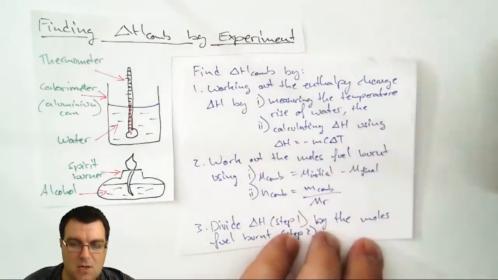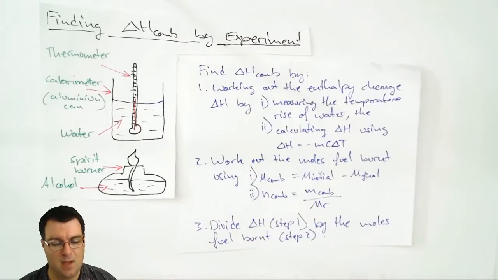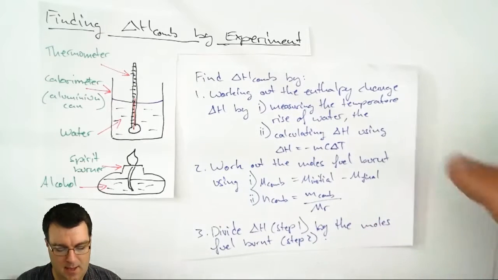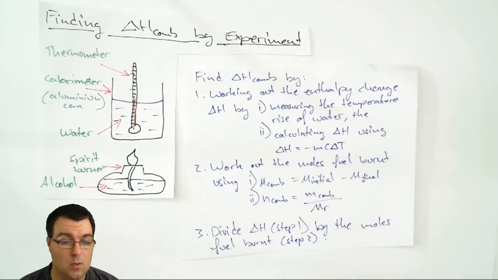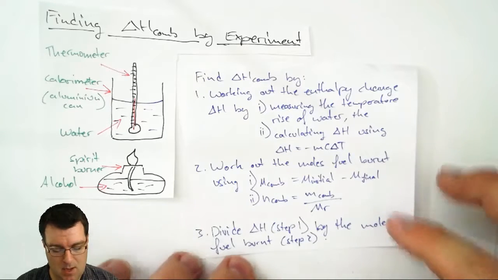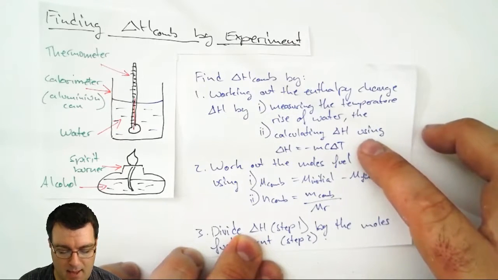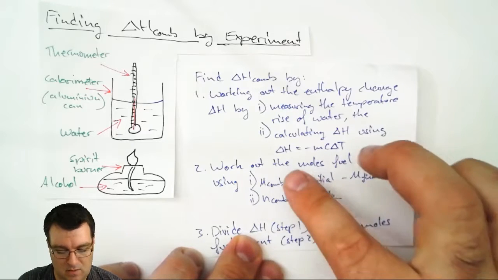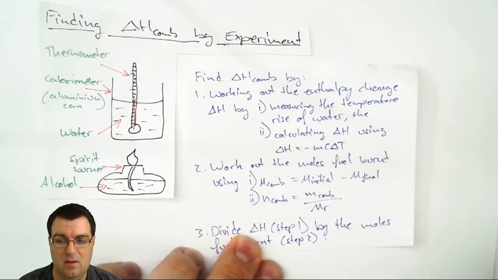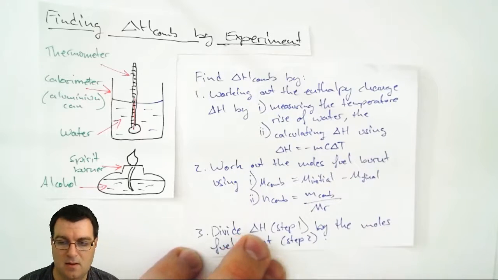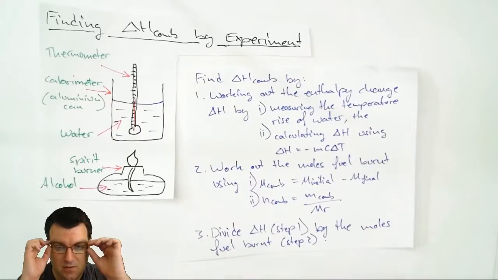Okay, that's the amount of energy required to raise the temperature of the water suspended above our spirit burner. We do that by measuring the rise in the temperature of the water. We have to know the quantity of water, so we need to know the mass of the water. Once we have that, we calculate the delta H, the enthalpy change, using delta H equals minus m c delta T, where m is mass, c is the specific heat capacity of water in this case, and delta T is the change in temperature in kelvins.